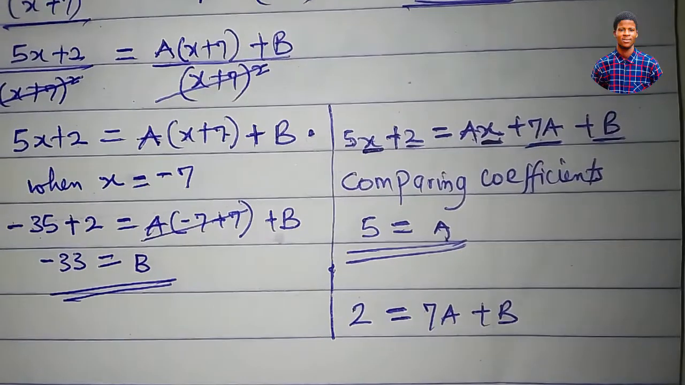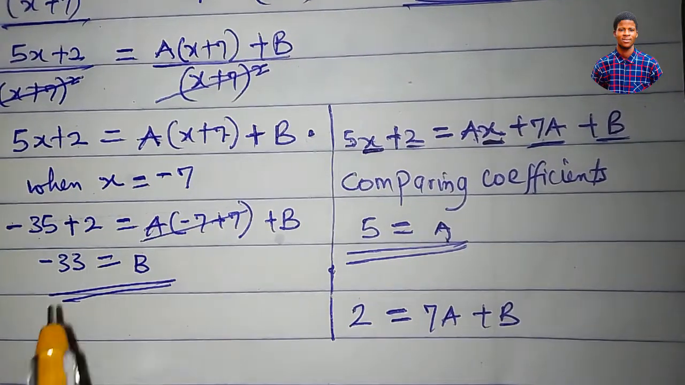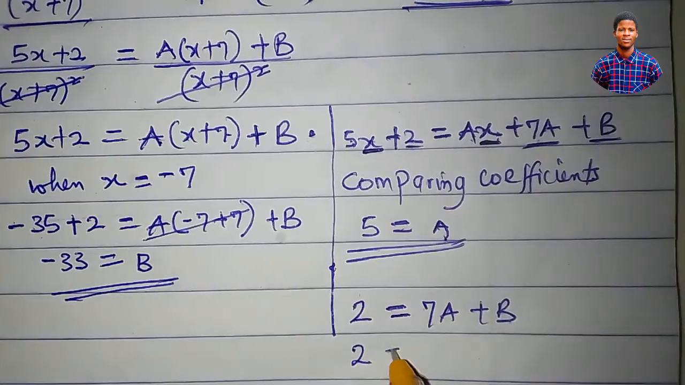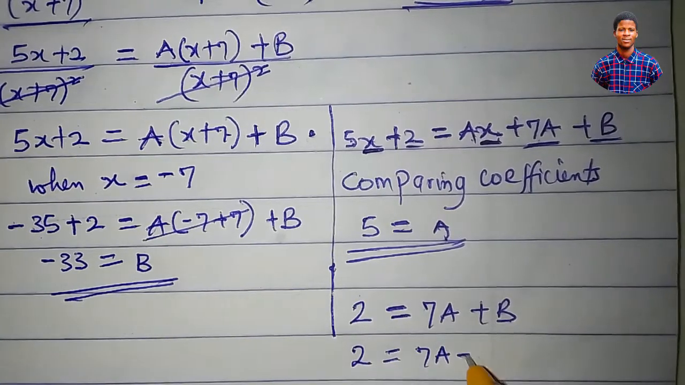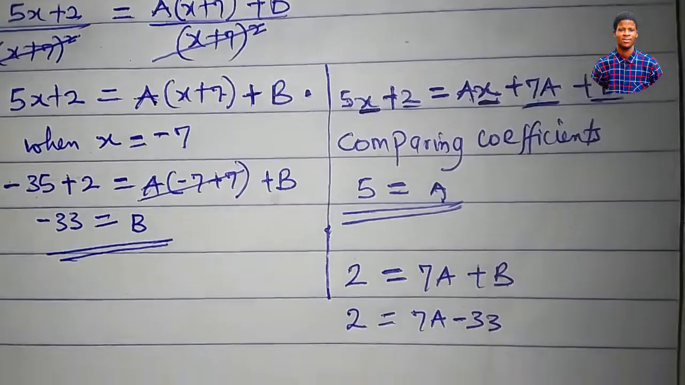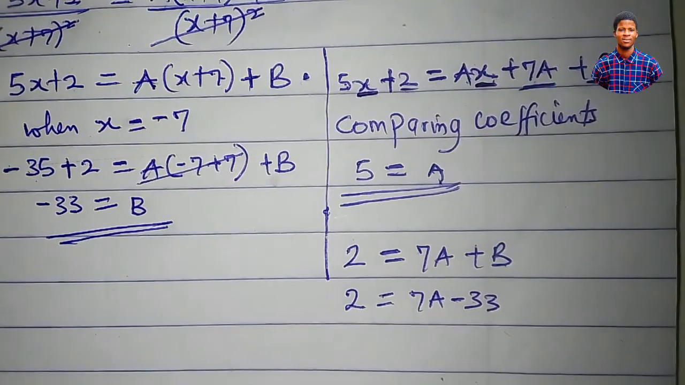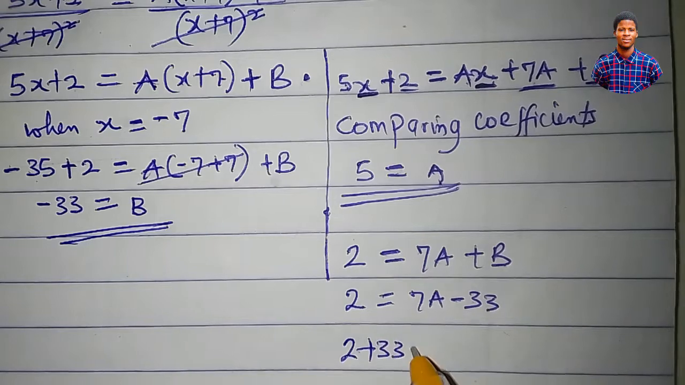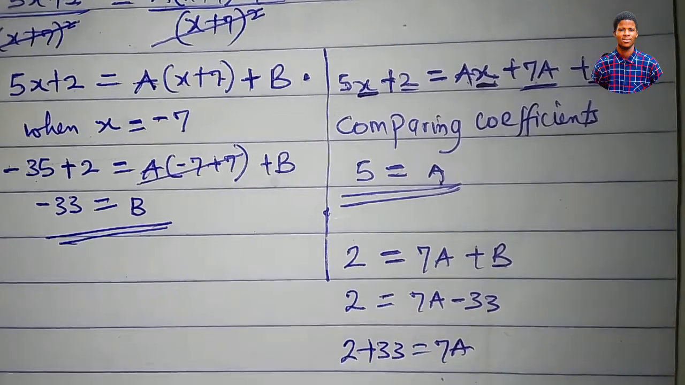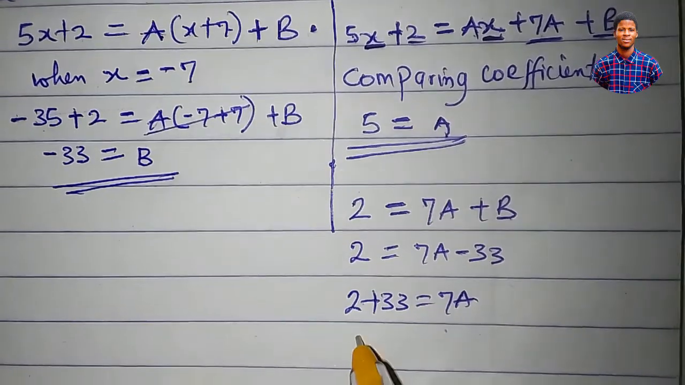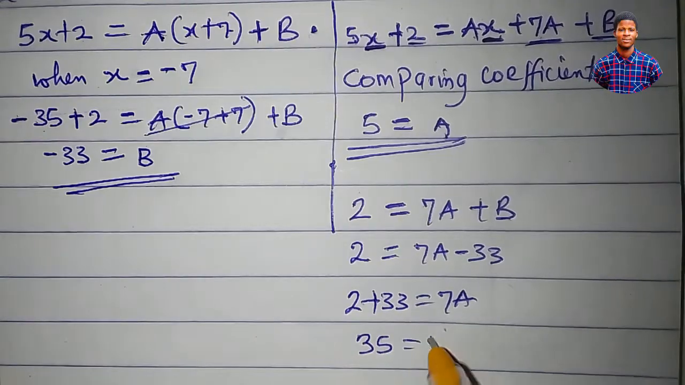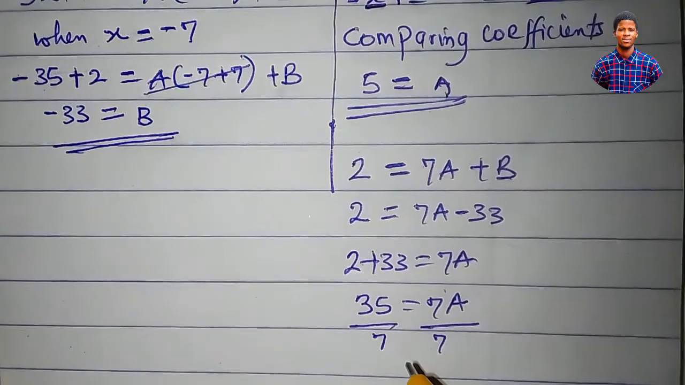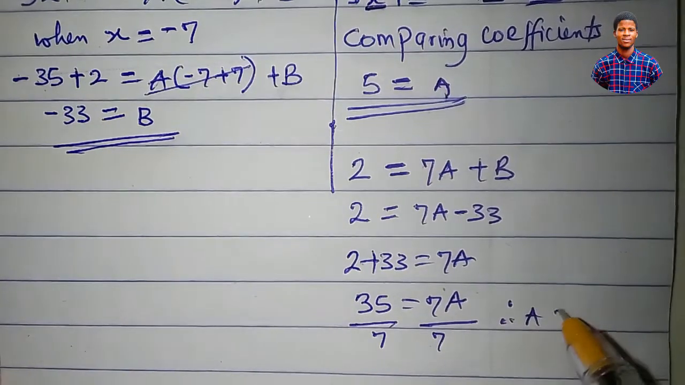Now, do we know what the value of b is? Minus 33. So we can put it here. 2 is equal to 7a minus 33. Right? We are looking for a, don't forget. So if I collect like terms, 2 plus 33 is equal to 7a. This is 35 equal to 7a. If I divide both sides by 7, what will be a? a is equal to 5.